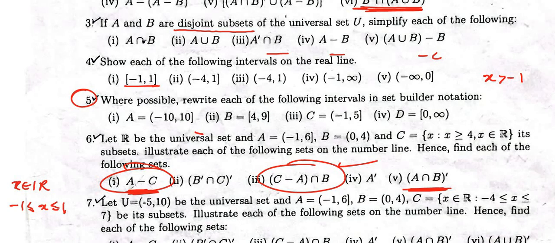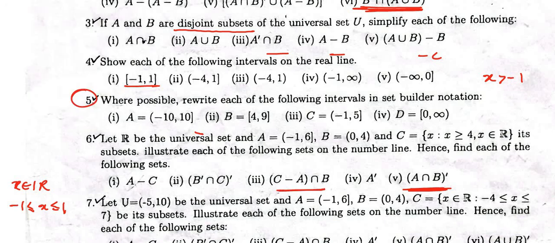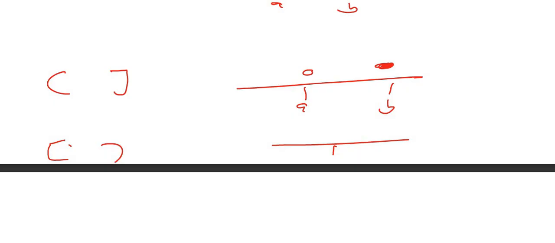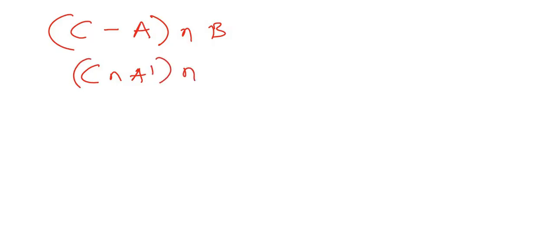So can I do question C, this one here? They have given us C complement. Let's just try to do C minus A. The answer should then intersect B. So this is the same as C intersection A complement, then intersect B. So we are intersecting all these three sets.